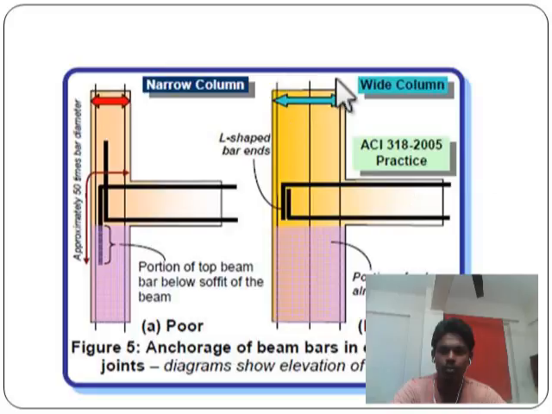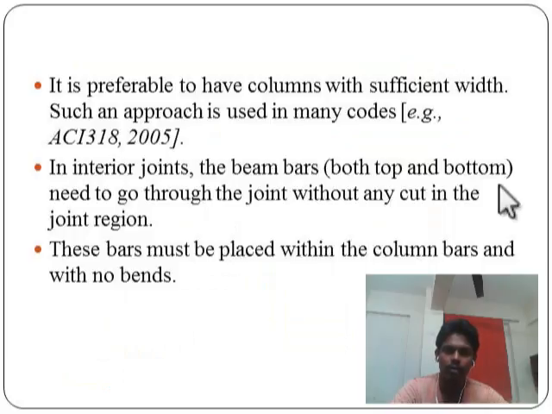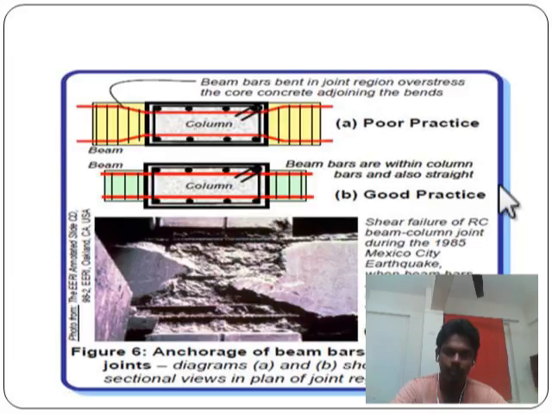As this figure shows, this is the wide column and the L-shaped bar is used for that particular reinforcement. It is preferable to have a column with sufficient width, as approached in many codes. In interior joints, the beam bars, both in top and bottom, need to go through the joint without any cut in the joint region. These bars must be placed within the column bars and with no bends. As this particular figure shows, beam bars bent in the adjoining region overstress the core concrete adjoining the bends. This is one of the poor detailing of that particular column. Here it shows the beam bars with the column bars also straight. It is one of the good practices.